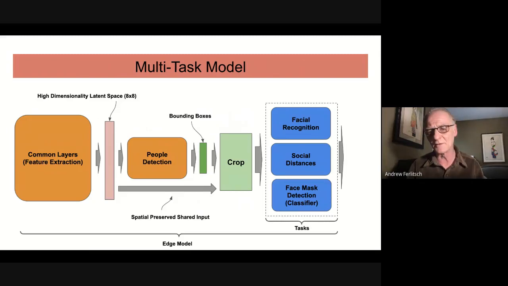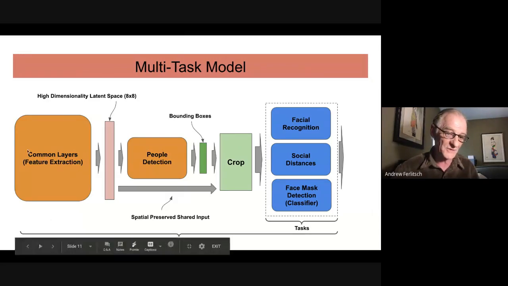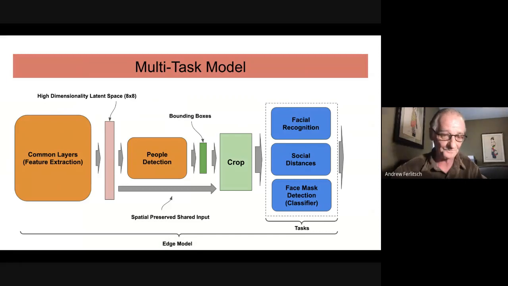So let's now look at the do-it-yourself version. You're going to start off with a multitask model based on object detection. It's going to have some common layers for your feature extraction, and it's going to output some high dimensionality latent space.